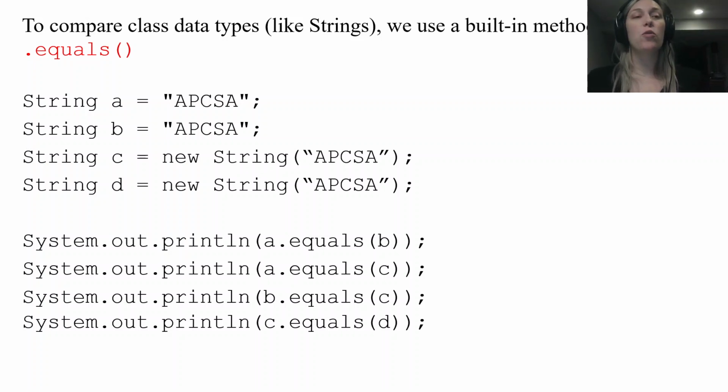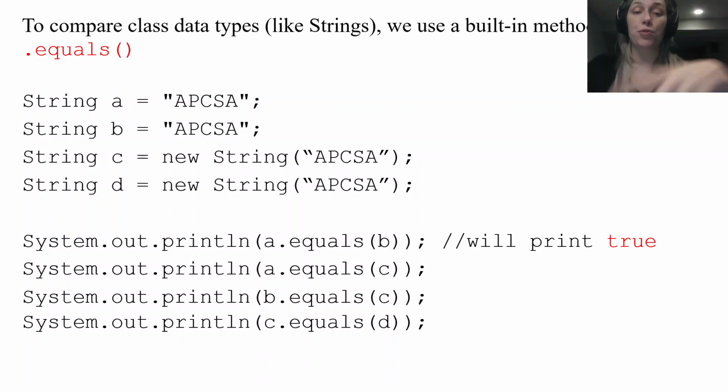So we compare using the built-in method .equals. And we are able to compare two strings with the .equals method that actually returns true if the exact same thing is held in both strings. So it actually compares the contents of the string. So if I say A.equals(B), that's going to return true and print off true, because they have the same contents.